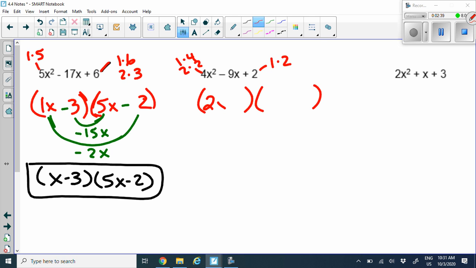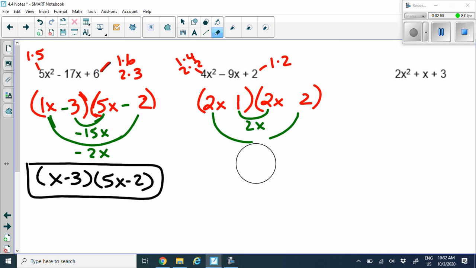So I'm going to try 2x and 2x. So now I have 1 and 2. Okay, I do 1 times 2x. And 2x times 2 gives us 4. Okay, 2 and 4, if we added and subtracted, would that give us negative 9? No. Now, the nice part with this one, notice that our x's are exactly the same. So even if we switched the 2 and the 1, we would get exactly the same thing. So that means 2x and 2x don't work.